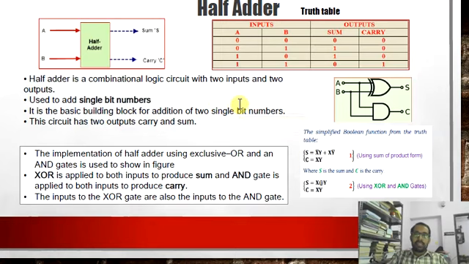A half adder is a combinational logic circuit with two inputs and two outputs. As you see here, A and B are the inputs and you have two outputs, one is called the sum and the other one is the carry. The important point about the half adder is that it is used to add two single bit numbers, and it does not take carry from a previous sum. So if you are adding two bits, A has a single bit number and B also has a single bit number. It is the basic building block for addition of two single bit numbers.